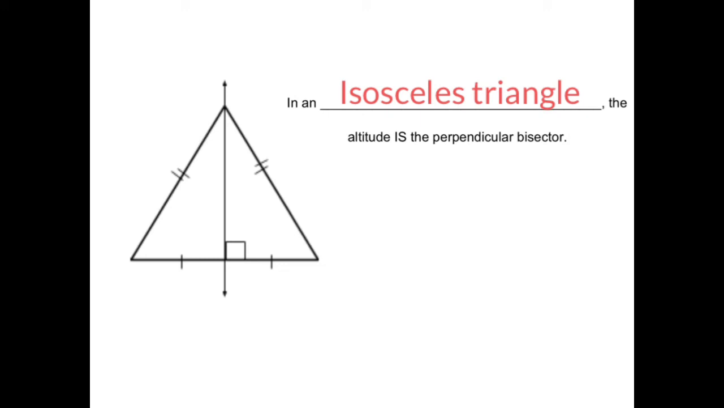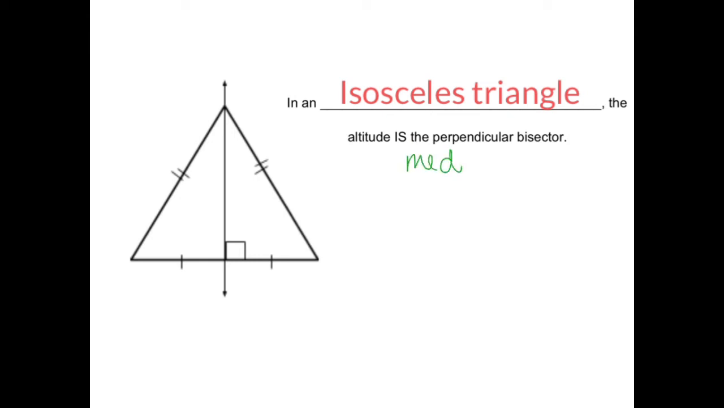So now let's look at the relationship between those things on an isosceles triangle. When you have specifically an isosceles triangle, which remember is when two of the sides are congruent, so these are the legs and this is the base. Whenever you have an isosceles triangle, the altitude is the perpendicular bisector. And not just that, it's also the median.